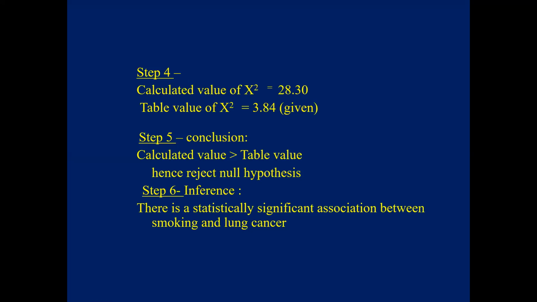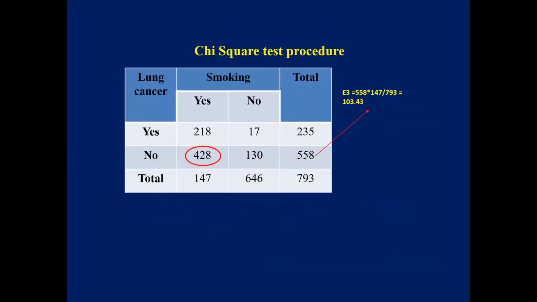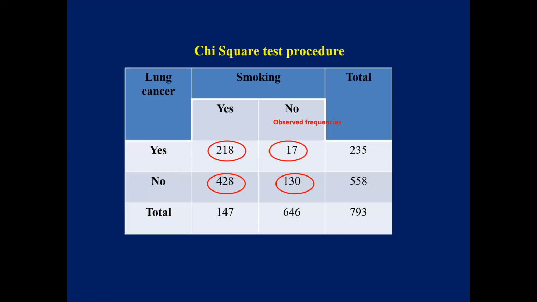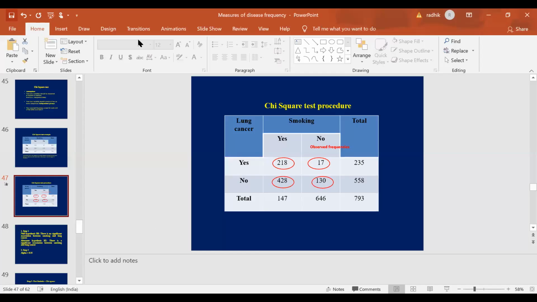Now from the same table we can calculate the odds ratios also. For example, in this study, if you want to calculate the odds ratio of this data, you can calculate by multiplying 218 into 130 divided by 17 into 428, that is AD by BC. So the same thing I'm going to demonstrate using SPSS to show you how the results would look.